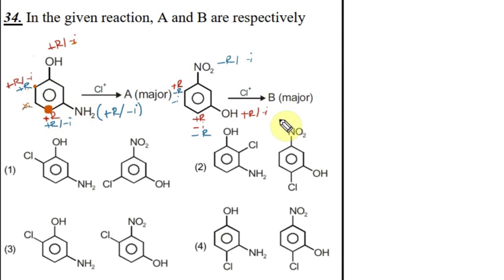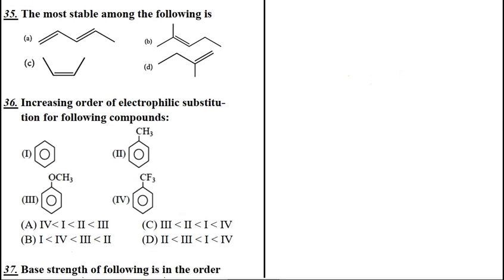So in this position, I have plus R and minus R, and the R's cancel out. When you take minus I of OH, it is weaker compared to minus I of this. So there are electrons here, but there are more electrons here. So I will have ortho to NH2 and ortho to Cl.